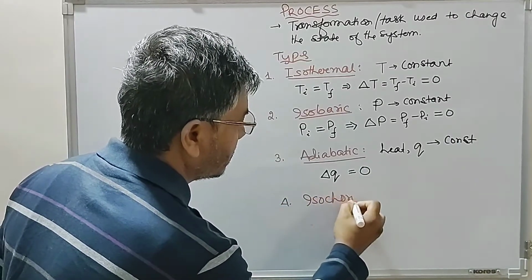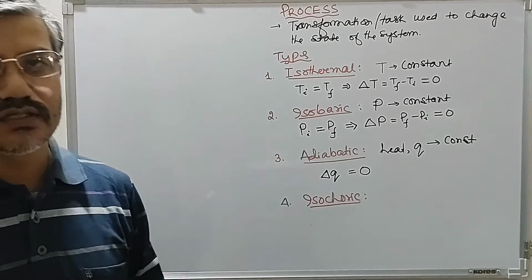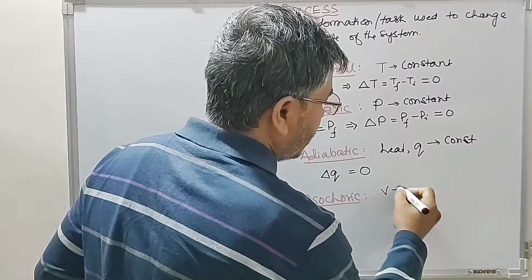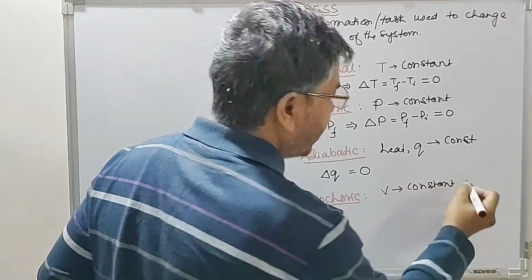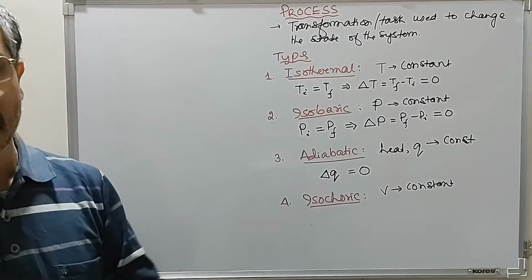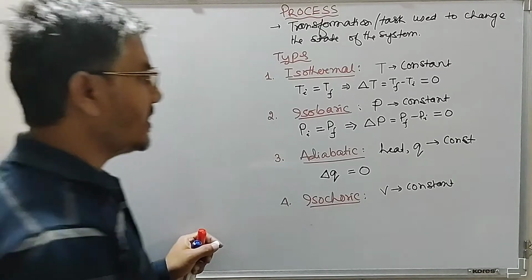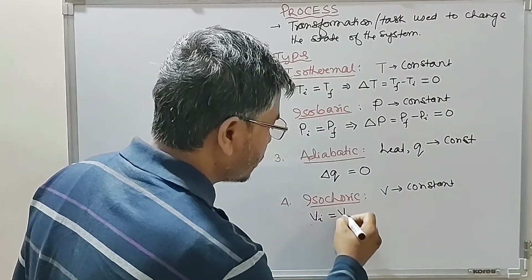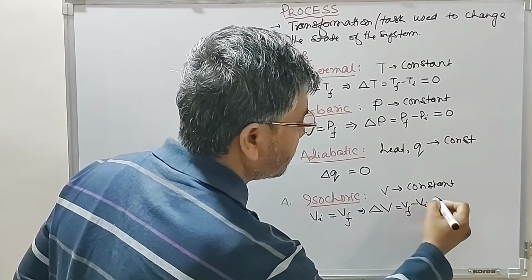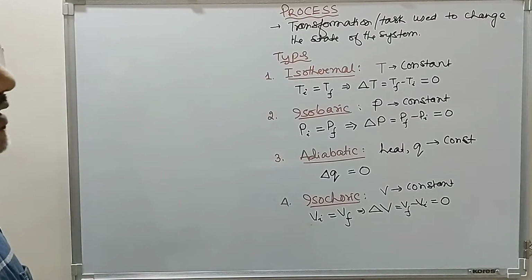Number 4, isochoric process. Isochoric process is a process in which the volume remains constant. Suppose we have an ideal gas which is changing its state from initial to final state. During the process, the volume of the gas remains constant. If the transformation is carried out keeping the volume constant, that is known as isochoric process. So in an isochoric process, initial volume is equal to the final volume. That means delta V, change in volume, which is defined as final volume minus initial volume, will always be 0. That is what we call as isochoric process.